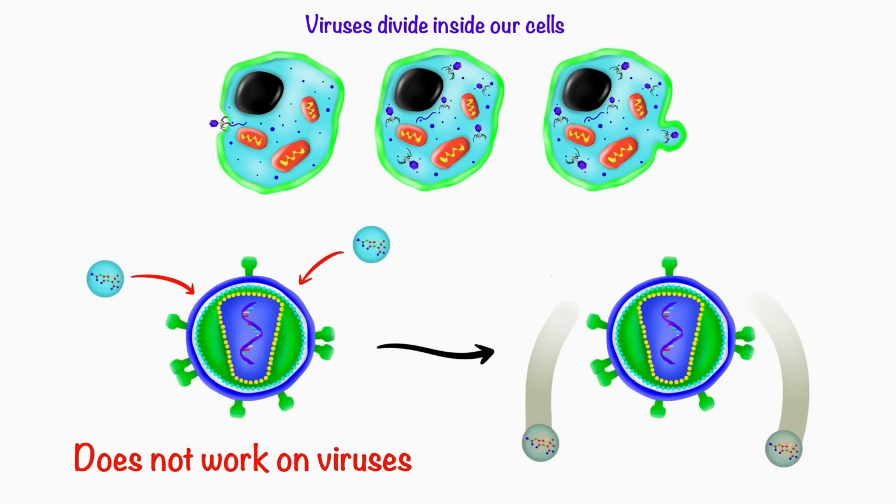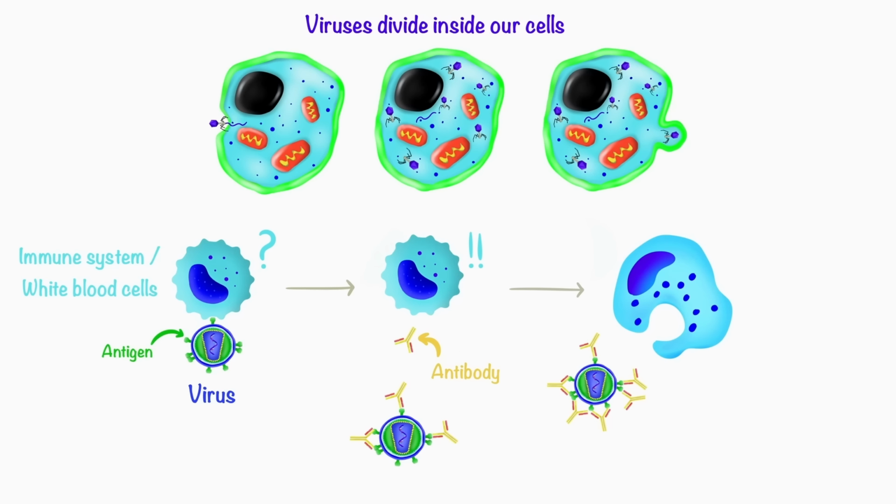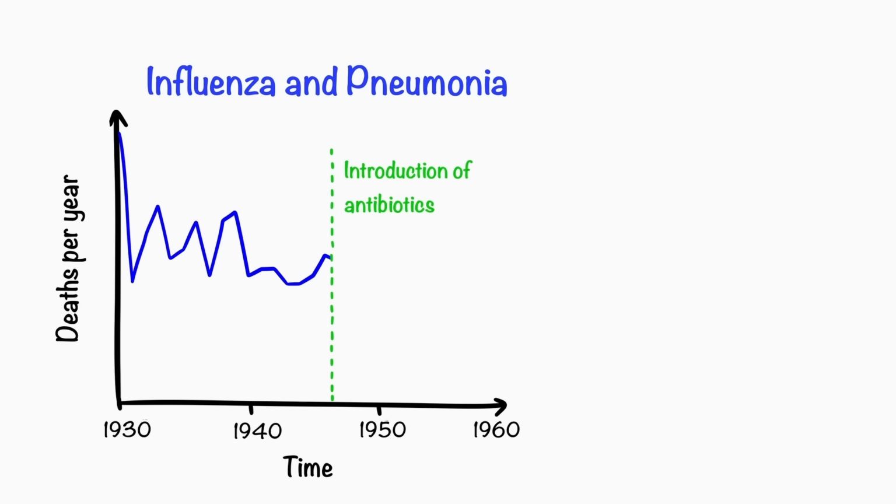This is why many viral infections are treated by managing symptoms while our immune system fights the virus. The discovery and development of antibiotics has been one of the greatest medical advances of the 20th century. Before antibiotics, even minor bacterial infections could be life threatening.